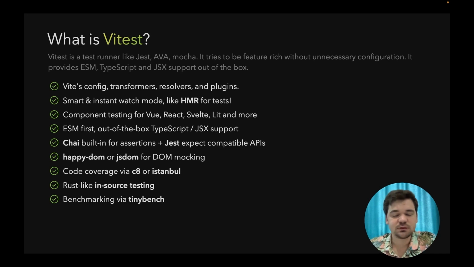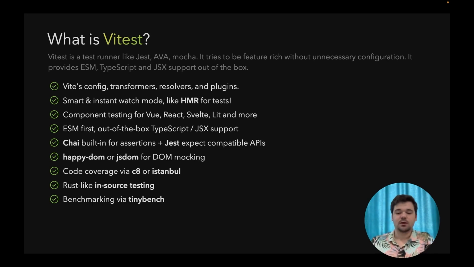Vitest comes with Chai built-in for assertions. It means you can use its assert, should, or expect API with Vitest. But for easier migration, we also provide Jest's expect compatible API, like toBe, toEqual, toMatch, and so on. To mock DOM API, Vitest provides JSDOM and HappyDOM built-in environments that you can also extend. For coverage, Vitest provides reporting with C8 and Istanbul out of the box. Also, Vitest has a feature unique among front-end test runners called in-source testing, which was inspired by Rust's module testing. And we also provide an experimental benchmarking feature via the TinyBench package.